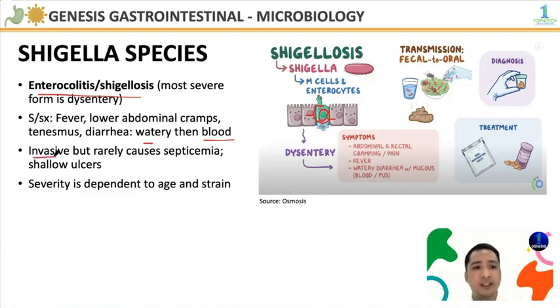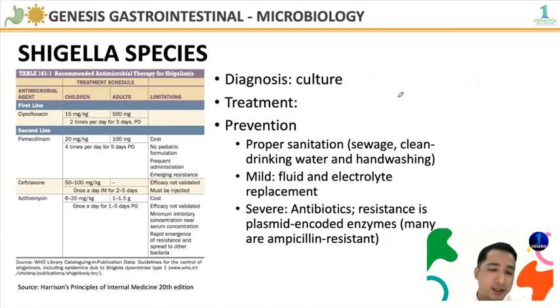Remember, they are invasive, but rarely can cause septicemia and shallow ulcer. So that's shigellosis. Again, the mode of transmission is fecal to oral route. So these are the recommended management for Shigella species. I mentioned this earlier. We have ciprofloxacin and fluoroquinolones. We have ceftriaxone, azithromycin as an alternative medication. So the drug of choice is your ciprofloxacin.